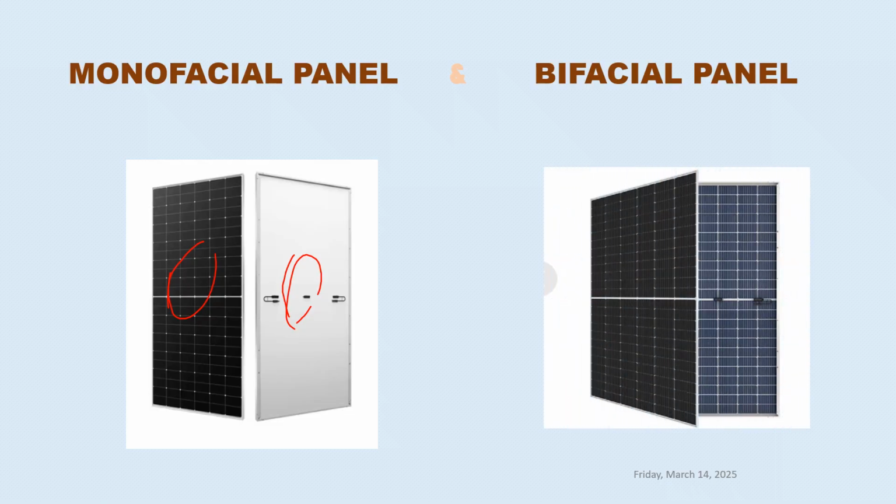And then the second, which is the bifacial panel, you can see this is the first face and this is the second face. The back side is full of solar cells too. So it has the capacity to generate energy from the first face and from the back face, and that's why we call it a bifacial solar panel. And the first one is the monofacial solar panel.